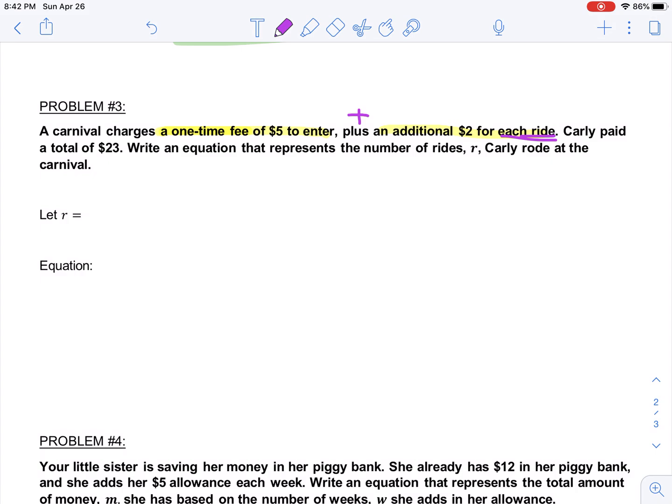Okay. Carly paid a total of $23. So they're telling us how much she's already paid. Write an equation that represents the number of rides R Carly rode at the carnival. So right now I only have one variable to define. It only gave us one variable in the problem because it gave us a total of $23. That's the total amount of money she spent that day at the carnival. So I know R represents the number of rides she went on.